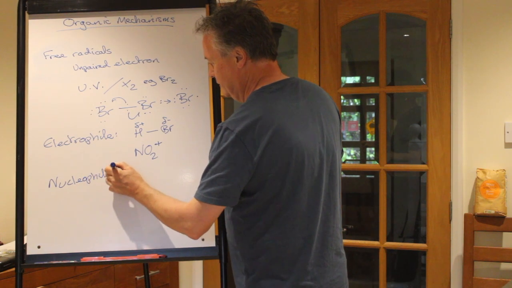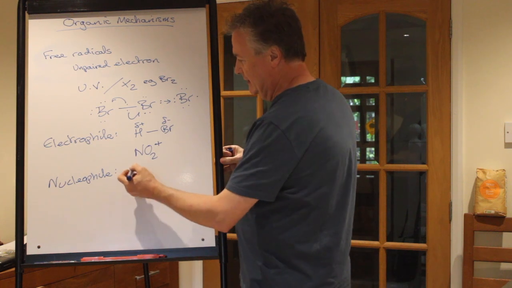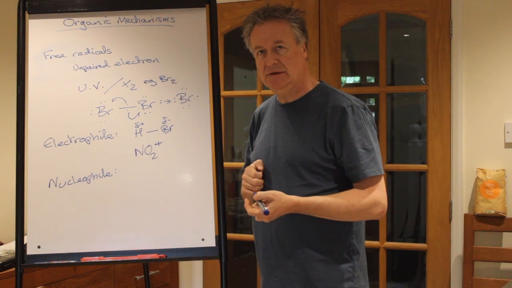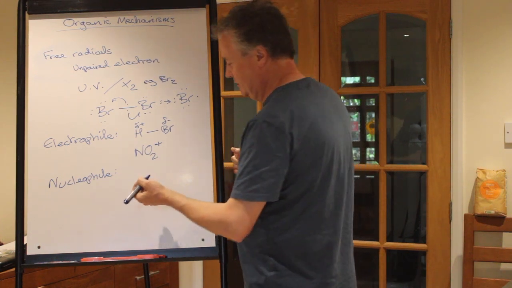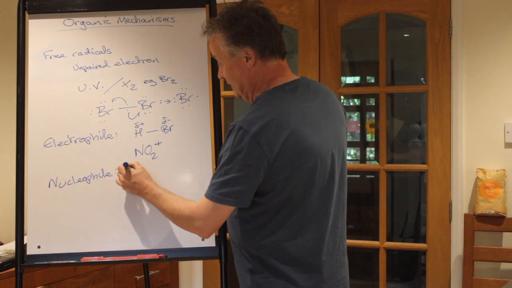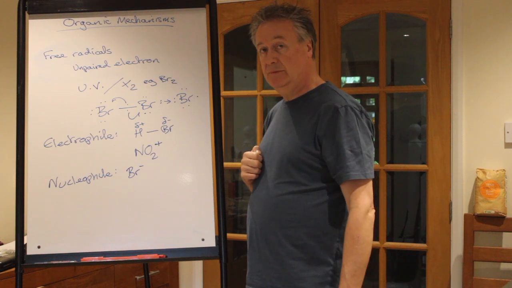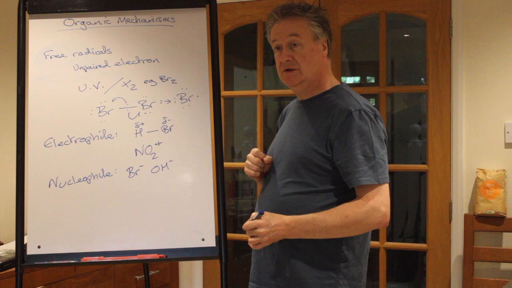Now nucleophile, a bit easier to think about really, because it's the opposite. It's going to be a negative, either fully negative or partially negative. So you will get such things as things that are completely negative will be a nucleophile: Br minus, OH minus, all carrying a whole negative charge.